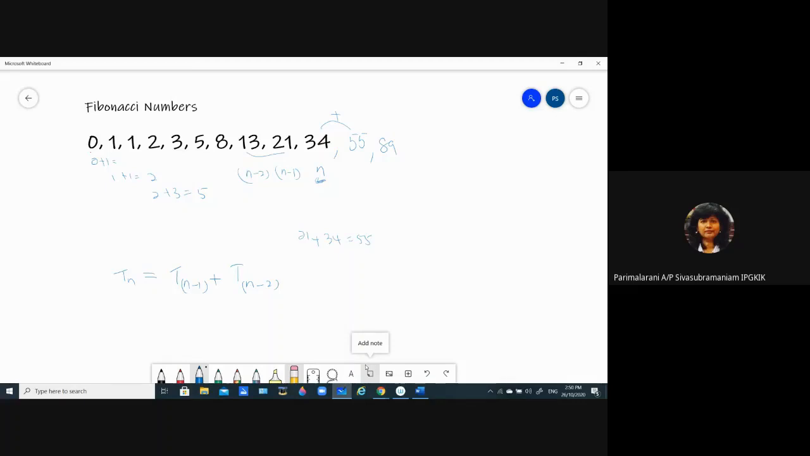We can write Tn, or we can even write Fn if it is Fibonacci. If triangular numbers, we can write Tn. If pentagonal numbers, we can write Pn. If square numbers, we can write Sn. Or we can use Tn for term n, it means term n. So far okay? Yes, madam.